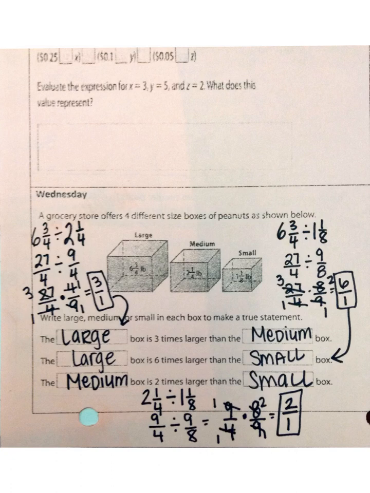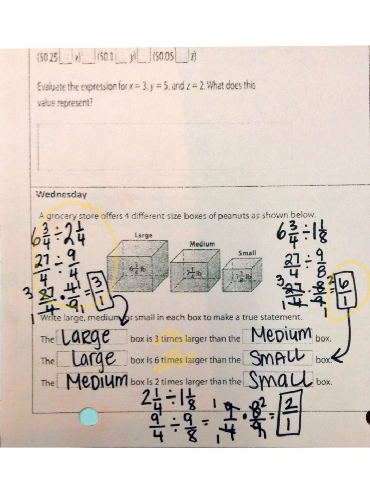Okay, so they should be filled in as follows. The first one, the large box, is 3 times larger than the medium, and my work to show that is over here. I did 6 3/4 divided by 2/4. I did keep, flip, or sip, cross divide, multiply, and simplify, and got 3/1. The second one, the large box, is 6 times larger than the small. So I did the large box, so that's over here, 6 3/4 divided by the small, which is 1 1/8. I did keep, flip, or sip, cross divide, multiply, simplify, and I got 6/1.